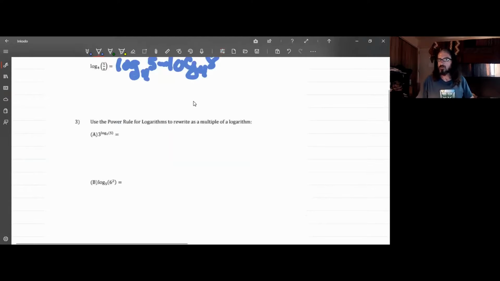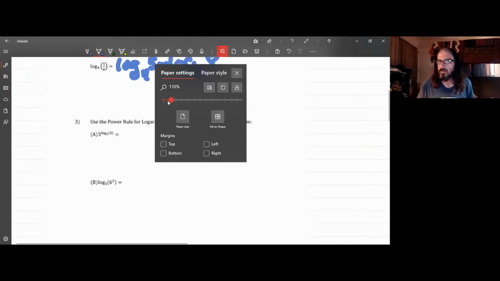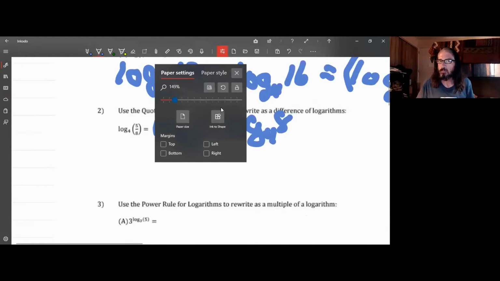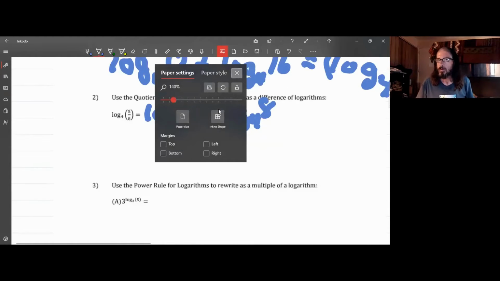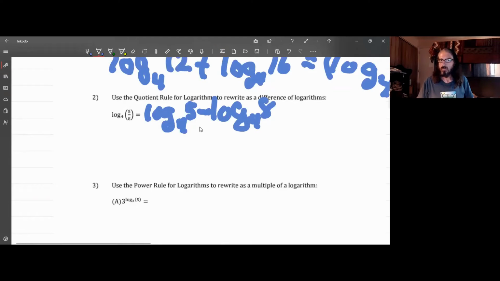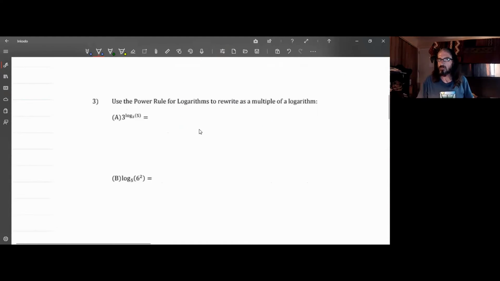So now what's this power rule? Well, actually in 3A, it's not quite the power rule, but there's something related. We've got the log of 5 in base 3, and 3 is being raised to that power. Y equals 3 to the x and y equals log of x base 3, those are inverse functions. And so they're going to cancel each other out. So our answer here is just 5.